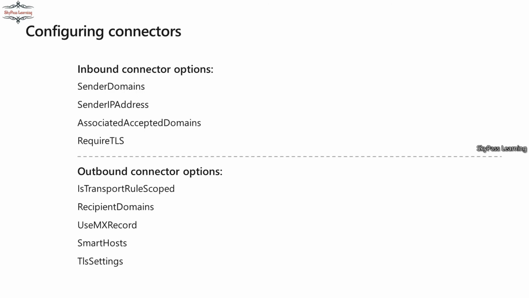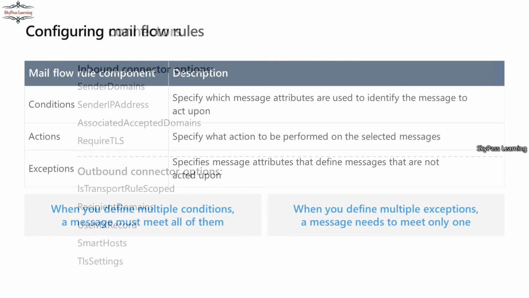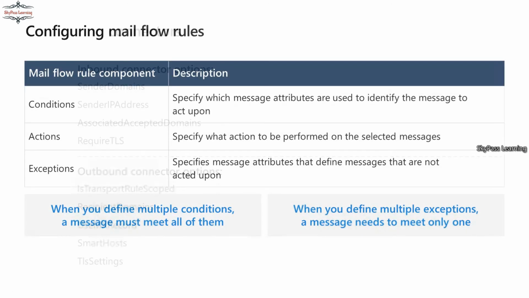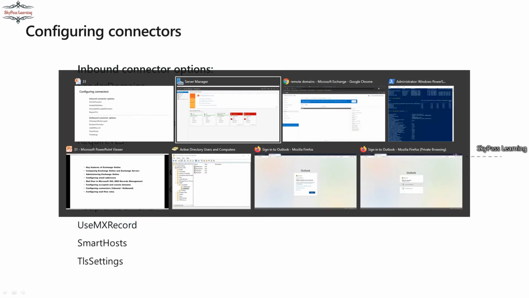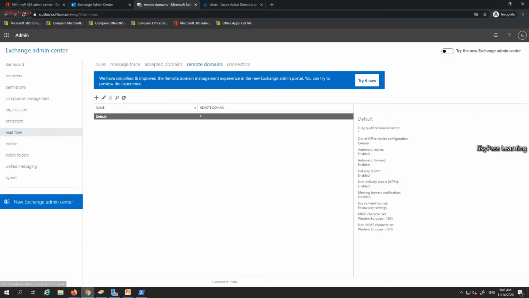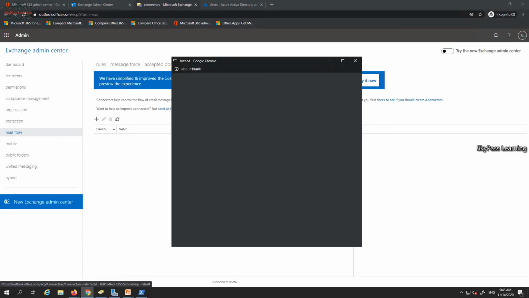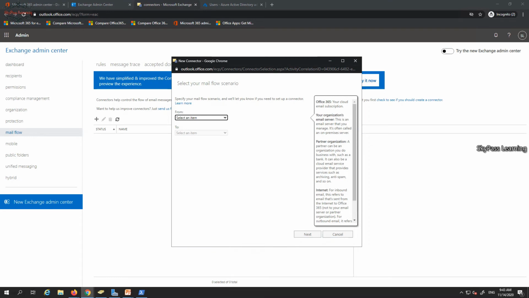So let me show you how we can configure it. Okay, just going back on this. I'm just opening the domain. Once we click on connector, you can select here for Office 365, your organization email server, your partner organization server, or internet. So what type of connector do you want to create, from Office 365 to your partner organization or over the internet? Here you can put a scenario and click on next.